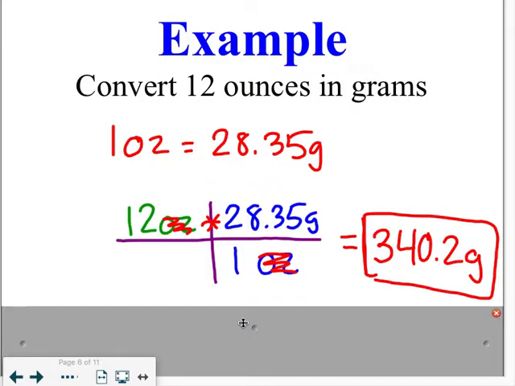You should have gotten a final answer of 340.2 grams. Again, since there are different conversion factors, you could say 1 ounce is 28.35 grams, or you could say 1 gram is equal to 0.035 ounces. Your decimal place might be off by just a little bit, and that is okay, but you should have the same general answer of 340.2 grams.